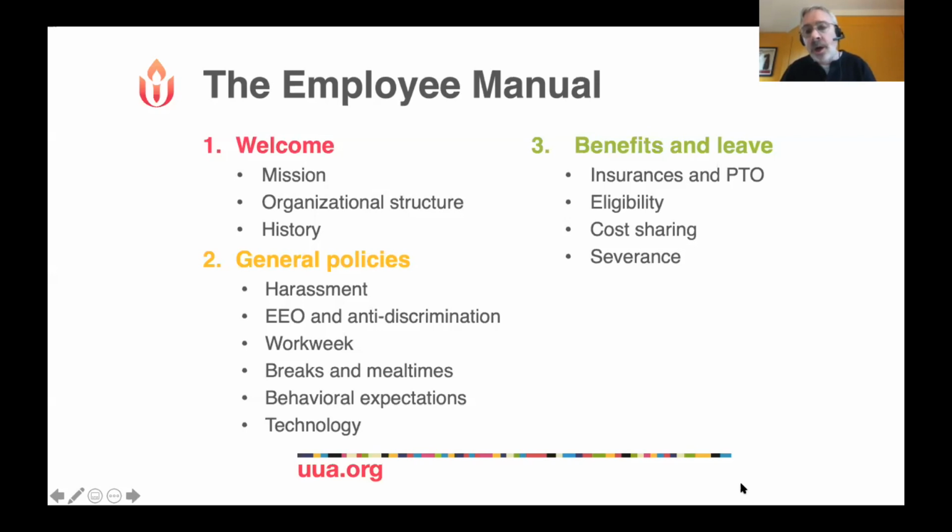What cost sharing options are there? So are you paying 80% of the health insurance for your employees, and then the employee is picking up 20% of the health insurance? Or are you paying 50% and 50%? How are you dividing up those costs? So you'll spell that out in the employee manual as well.